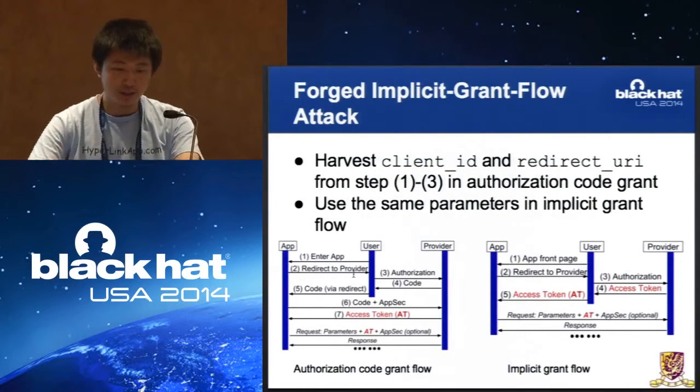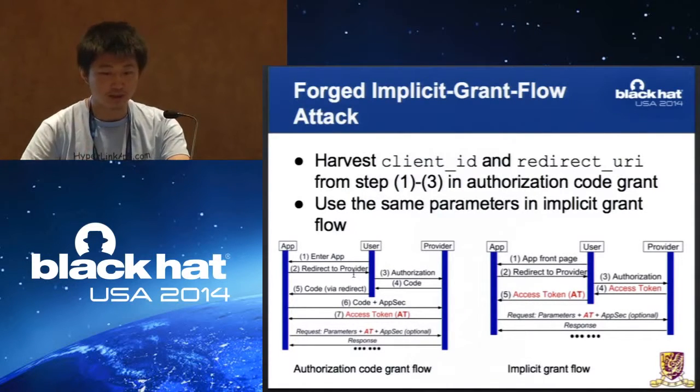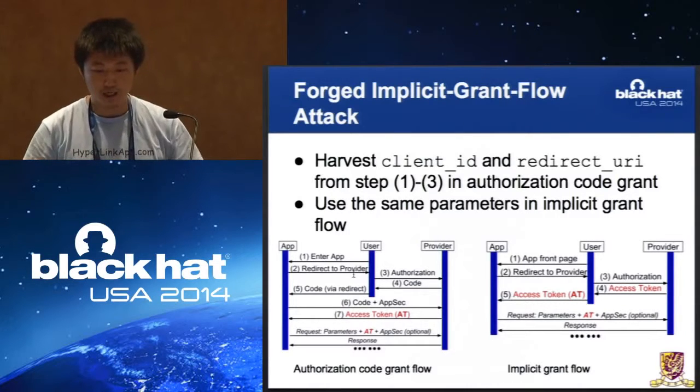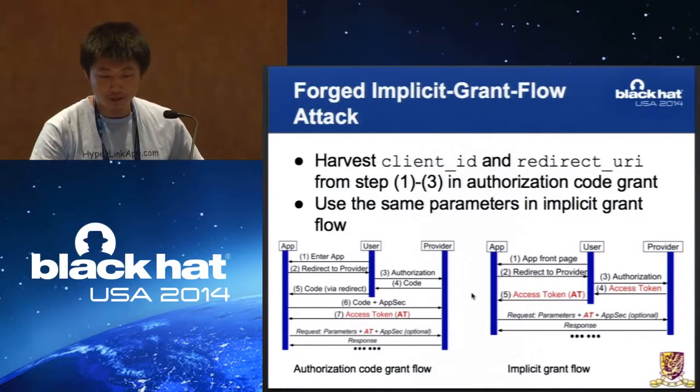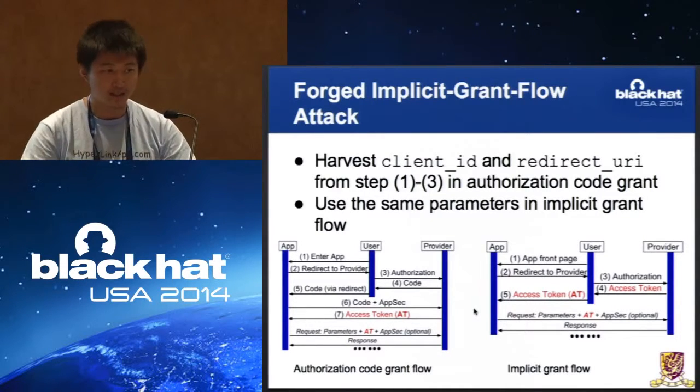Okay, so here is the implicit grant flow attack. First, you need to harvest two parameters, that is client ID and redirect URI. Those are defined in the RFC in order to accomplish the authorization flow. But if you put the two flows side by side, you will soon find out the only difference starts from the fourth step. And steps 1, 2, 3 are exactly the same.